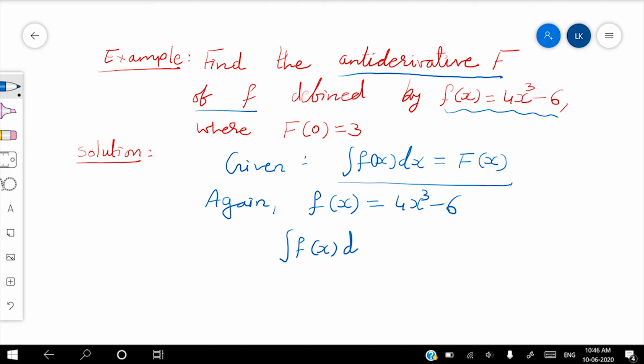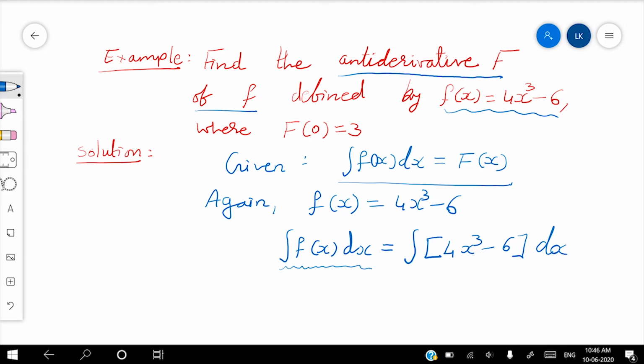Taking integration on both sides, that means integral f(x) dx is equal to the integral of the two functions we have been given. That means we must write the bracket, 4x cube minus 6, bracket complete, integration with respect to x, that means dx.